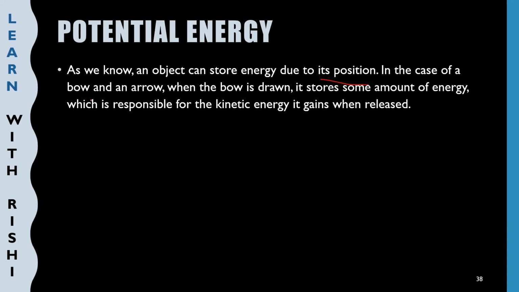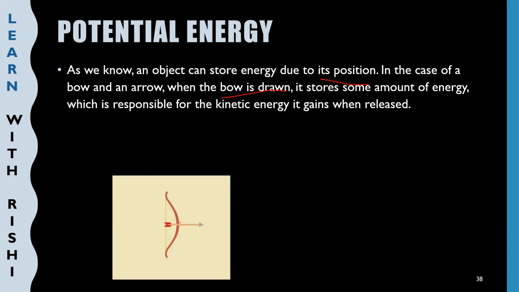In the case of a bow and an arrow, when the bow is drawn, it stores some amount of energy, which is responsible for the kinetic energy it gains when released. As you can see here, when we stretch the bow, some amount of energy is stored. This is our potential energy. And when we release the bow, that energy is converted into kinetic energy.